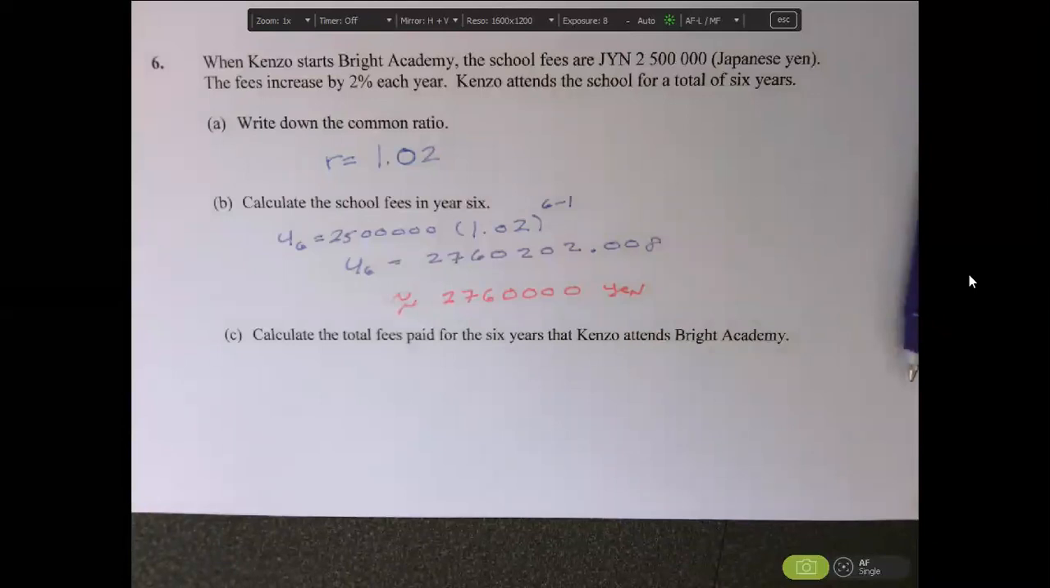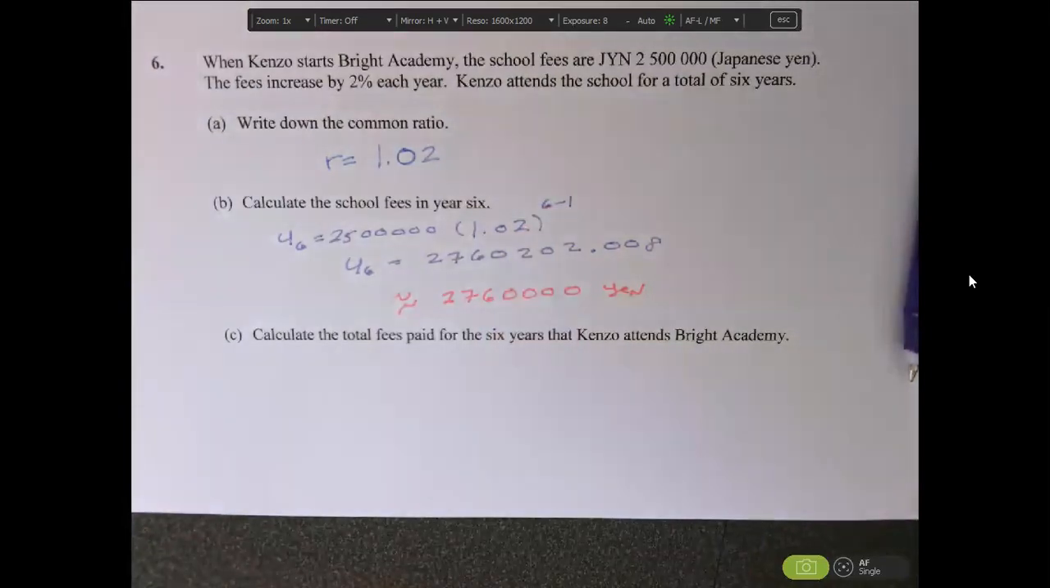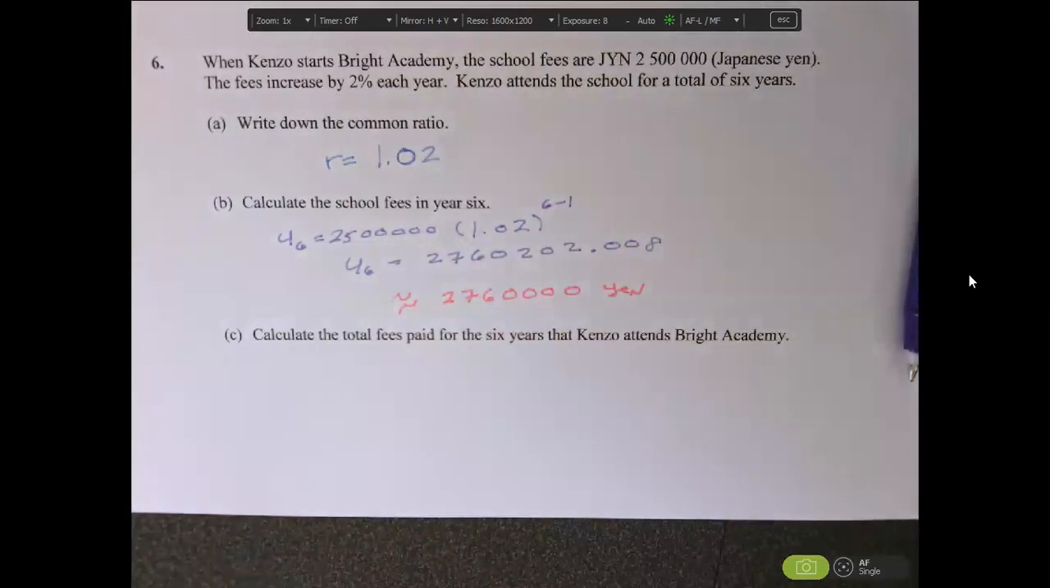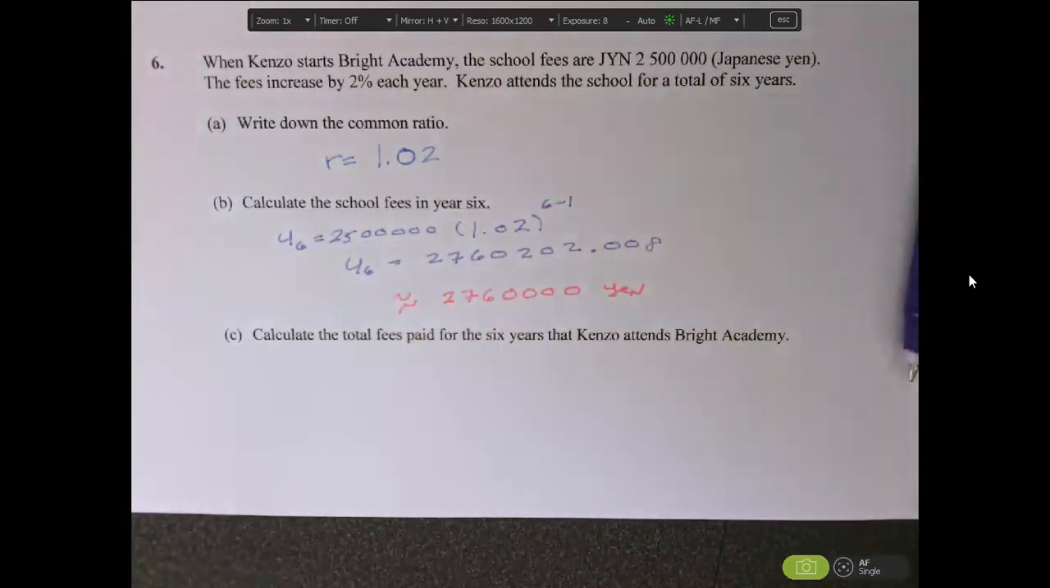All right, so again, you're just using your geometric sequence formula, n minus 1. You could have just said 5. I just want to make sure I was showing you where I got that from. This is what my calculator said when I did it. And again, you want to go 3 significant figures, which ends up being 2,760,000 yen. Okay, you could put the little JYN in front. I kind of didn't do it at first, so I just threw the word yen at the back, which is perfectly fine.